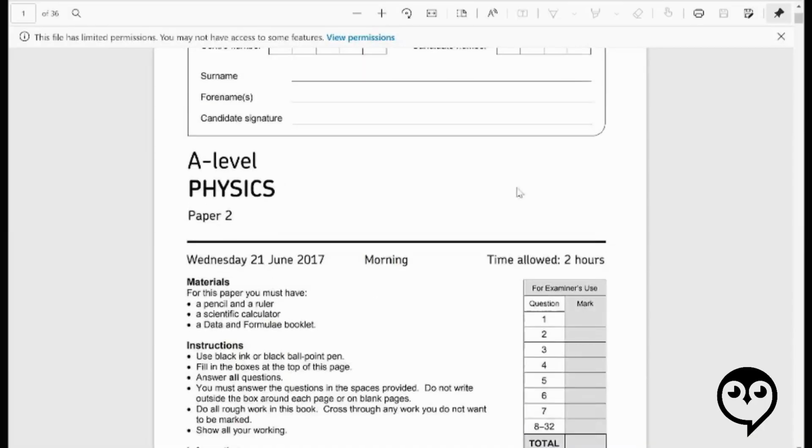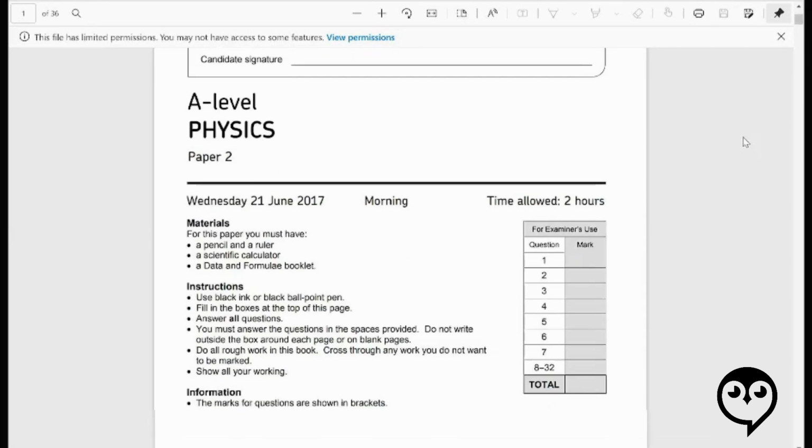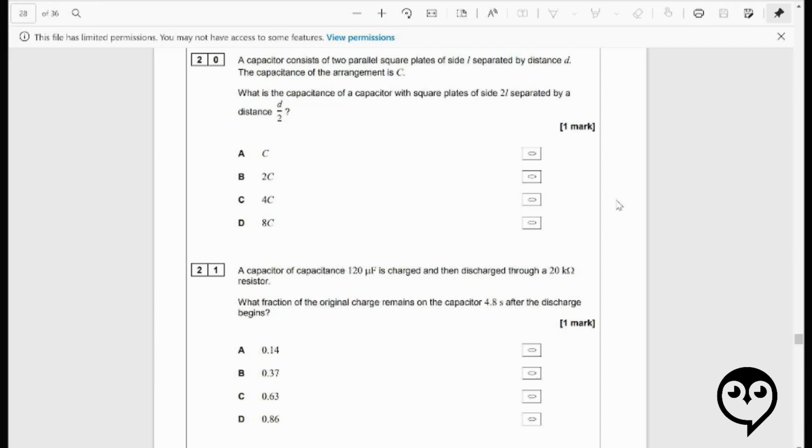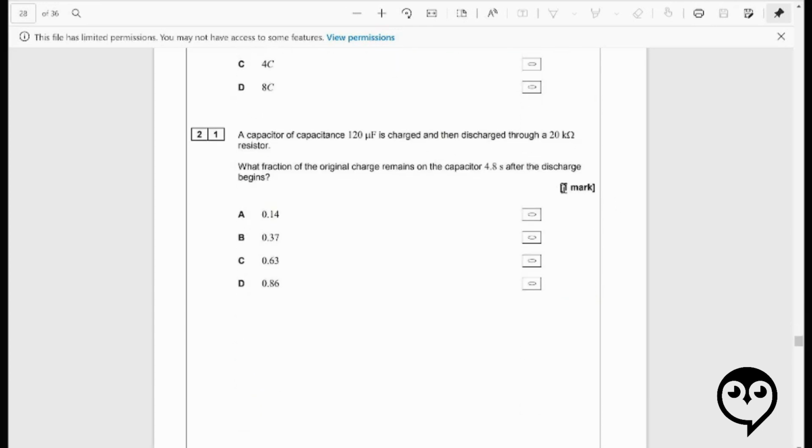Okay, and finally we've got an AQA. This is a paper 2, physics, and it's from 2017. We'll finish off with some multiple choice questions here. Again, I'm not going to look at plate separation and that sort of stuff. Here we go. It's going to charge and then discharge. What fraction of the original remains on the capacitor?